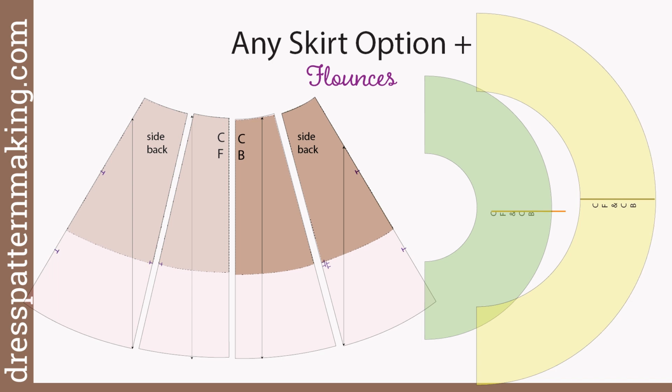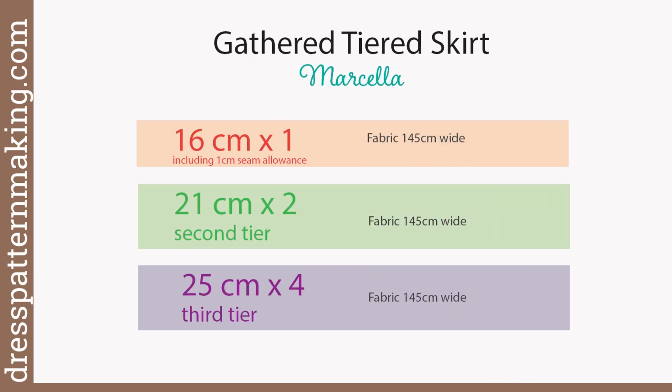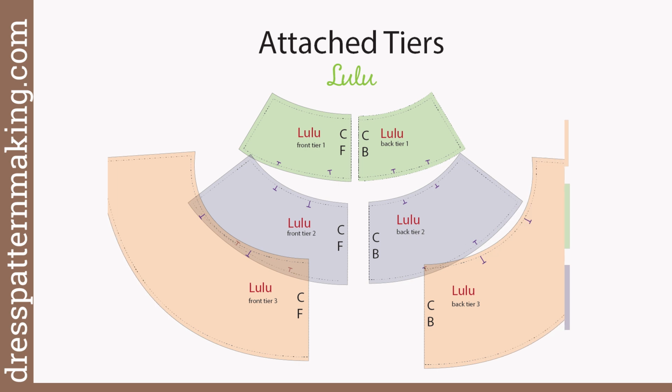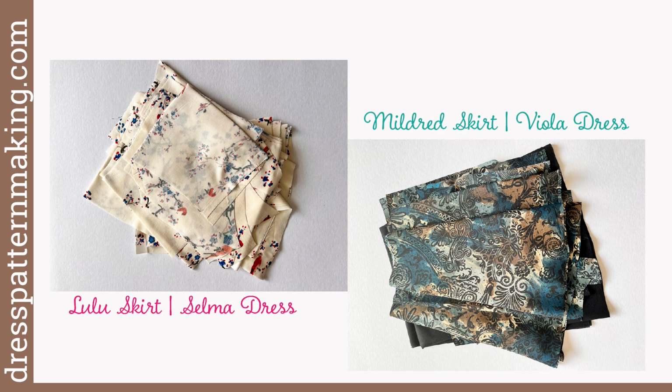I won't be covering drafting that flounce in this video. There'll be a separate video on that, but I'll touch on it briefly. Now, before I mention the tiered rectangle skirt, which I will be covering, there are 2 other types of tiered skirts I was planning on covering, the attached tiers and separated tiers. But although I have drafted the patterns and cut the dresses out with these skirts, I have not yet sewn them up.